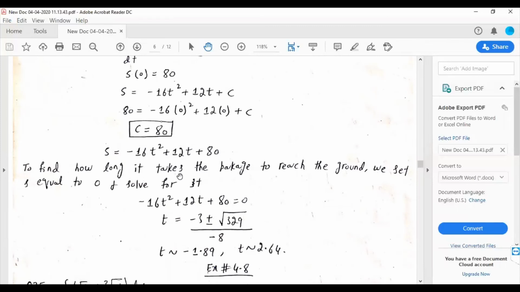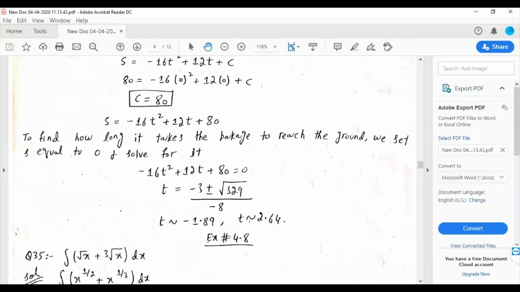Now to find how long it takes the package to reach the ground, we set s equals 0. Setting s equals 0, we get two different values of time. One is t equals minus 1.89 and the other one is 2.64. So the package hits the ground at about 2.64 seconds after it is dropped from the balloon.